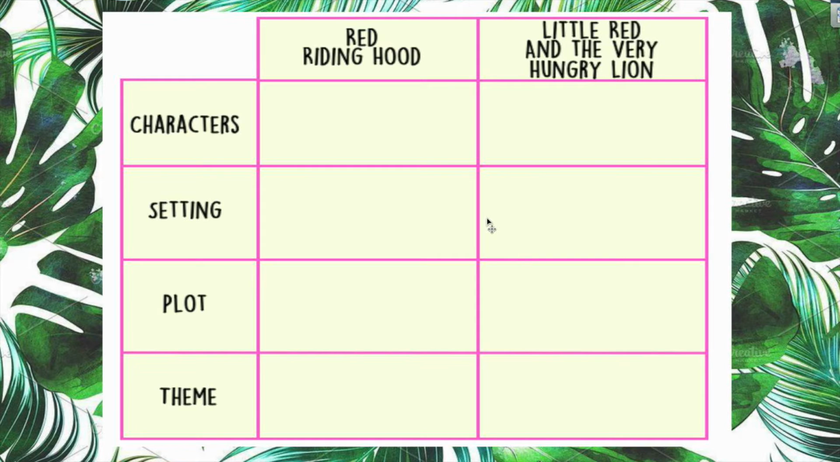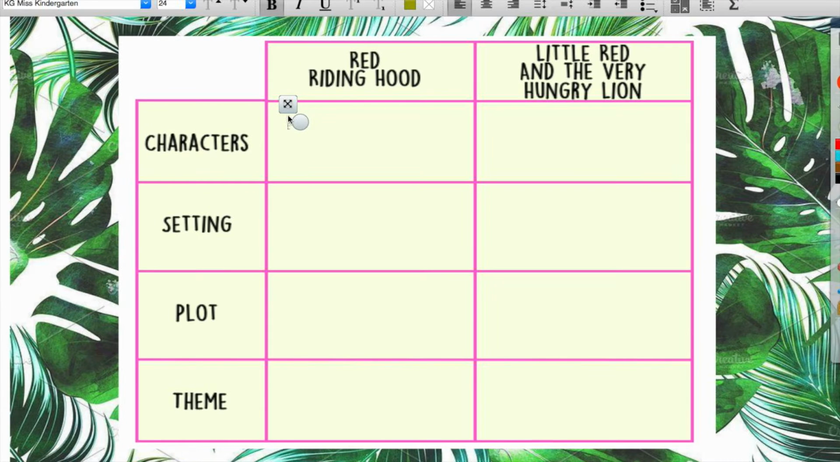The first thing that we need to compare and contrast are the characters. So, thinking back to the story Red Riding Hood, who are the characters in that story? You're right, we had Red Riding Hood, the wolf, and Granny. So now I'm going to write that in my first box. Remember, whenever you're writing in a chart, it doesn't need to be in complete sentences because we're just brainstorming and getting our ideas out there.